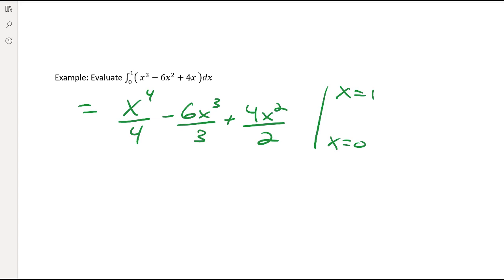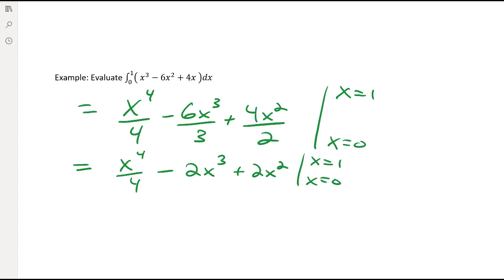Not necessary, but I recommend it. If you can simplify your function at all, go ahead and do that. And we could do that here. So this is x to the fourth over 4 minus 6x cubed divided by 3 is a 2x cubed. And 4x squared divided by 2 is a plus 2x squared. So like I said, not necessary, but I recommend it. Go ahead and do it.